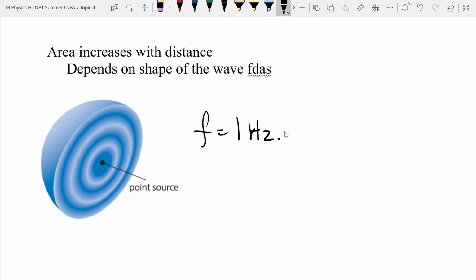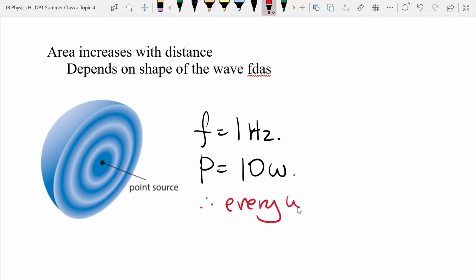So there's 1 wave per second. And let's make the power 10 watts. So it's 10 joules per second. So basically what this means is every wave has 10 joules of energy, right? So I'll put right next to it, therefore, every wave has 10 joules of energy.